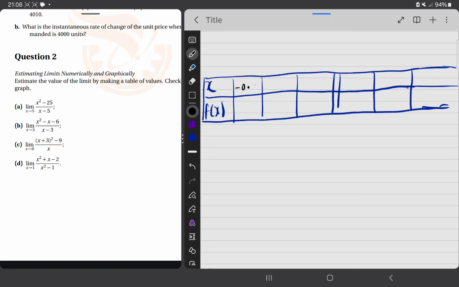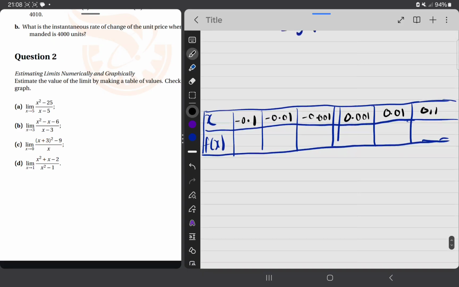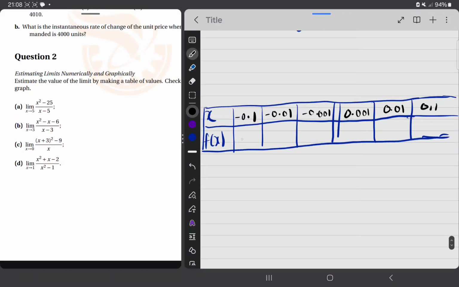Negative 0.1, negative 0.01, negative 0.001, 0.001, 0.01, and 0.1. Here, what did we get? On negative 0.1, we got 5.9. Here we got 5.99. Here we got 5.999. Here we got 6.001. Here we got 6.01. Here we got 6.1. Here are the values.